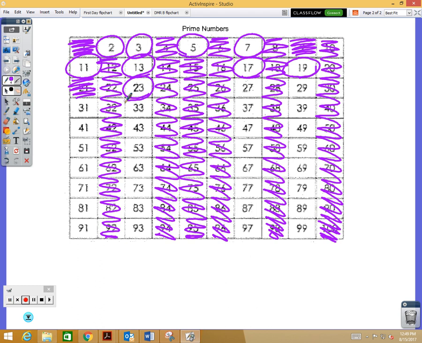27. So 1 times 27, 9 times 3, 3 times 9, so it's composite. 29. Prime. 31. Prime. 33. Why? 3 times 11. All right, so 33 is composite. 37. Prime. 1 times 37 is the only way to get it. 39. 1 times 39. 3 times 13 is 39.